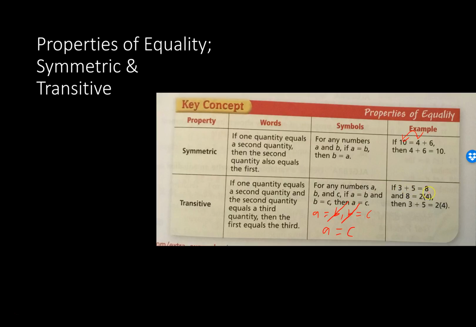So 3 plus 5 equals 8. 8 equals 2 times 4. So I can just cut out the 8s and say 3 plus 5 equals 2 times 4. And if I solve both of those, it's going to come out to 8 equals 8.